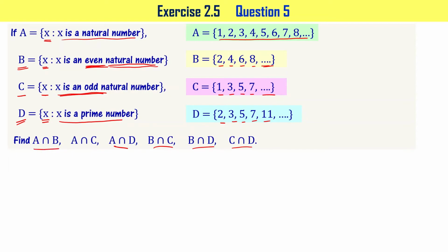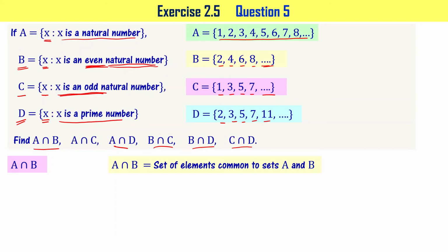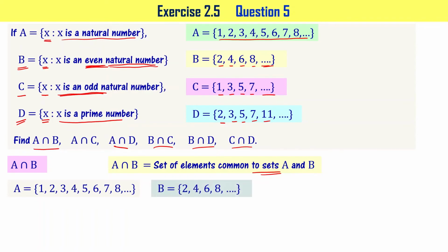Let's find what is A intersection B. A intersection B is defined as the set of elements common to sets A and B, right? Meaning A intersection B is the set containing elements common to both the sets A and B. Let's write what is A. It is a set of numbers 1, 2, 3, 4, 5, 6, 7, 8, 9 and so on, right? Set B is the set of elements 2, 4, 6, 8 and so on, right? Now A intersection B says that it is a set of elements common to both sets A and B.